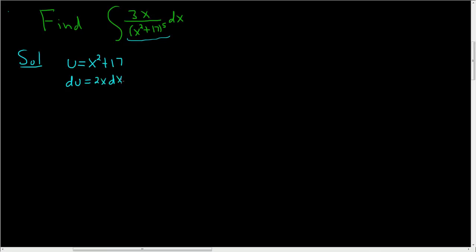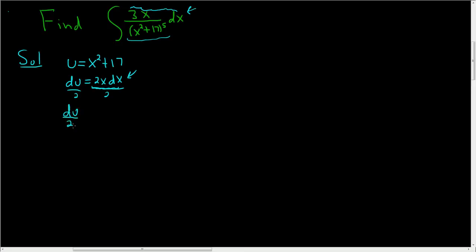Now we almost have what we want, right? We have a 2x dx here, but here we have a 3x dx. So we want to make this match what's in the integral. So to do that, we need to have a 3 and not a 2. So let's do it in two steps. Let's divide both sides by 2, right, to get rid of the 2.